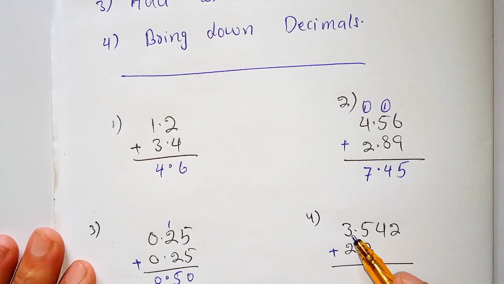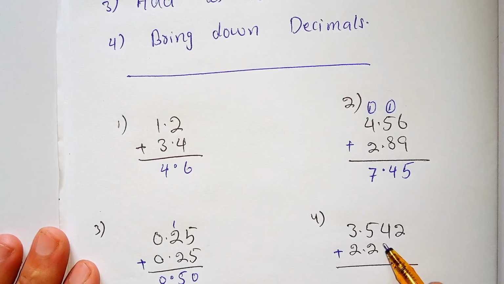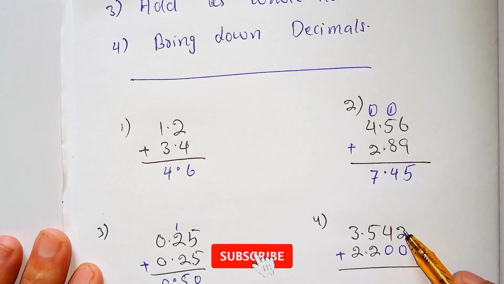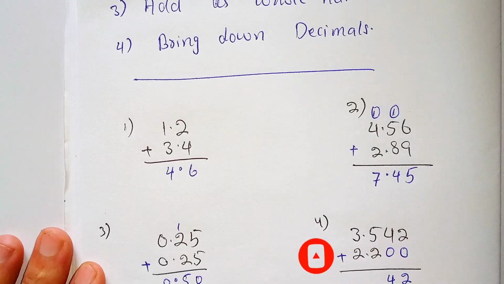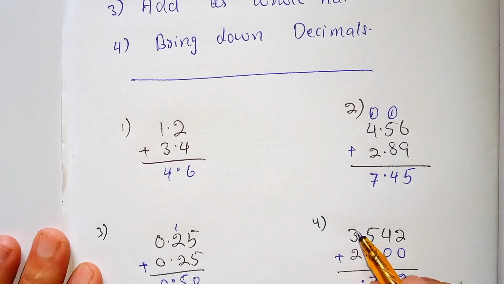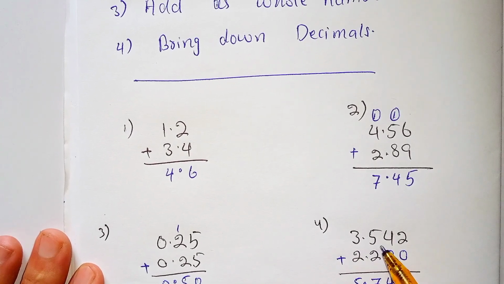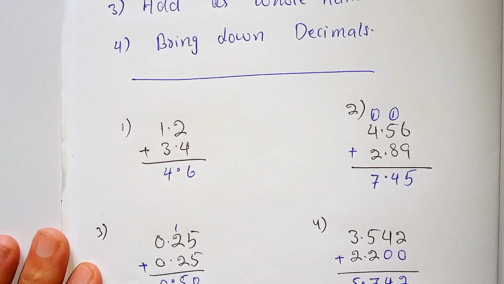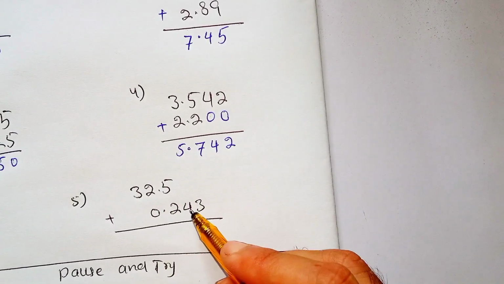In question number 4, we are adding 3.542 plus 2.2. But here we see that there is no integer, so we will write 0, right? So 2 plus 0 is 2, 4 plus 0 is 4, and 5 plus 2 is 7, right? So here is the decimal point, bring down the decimal point and add the numbers in the ones place. So 3 plus 2 is 5, right? So 3.542 plus 2.2 is equal to 5.742.